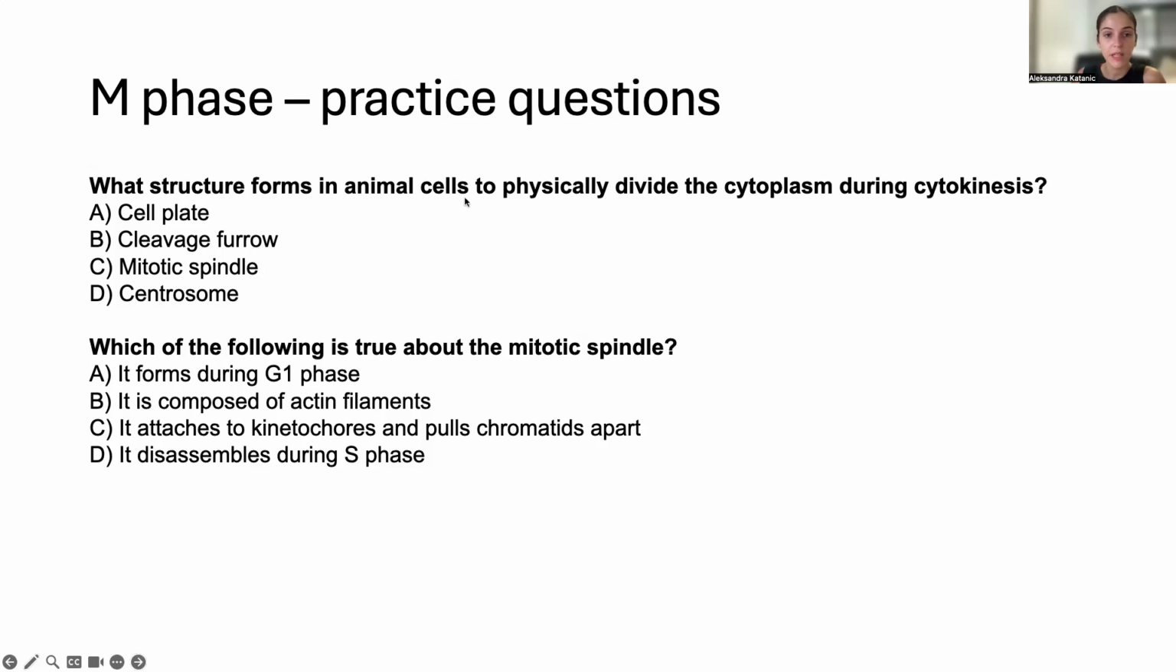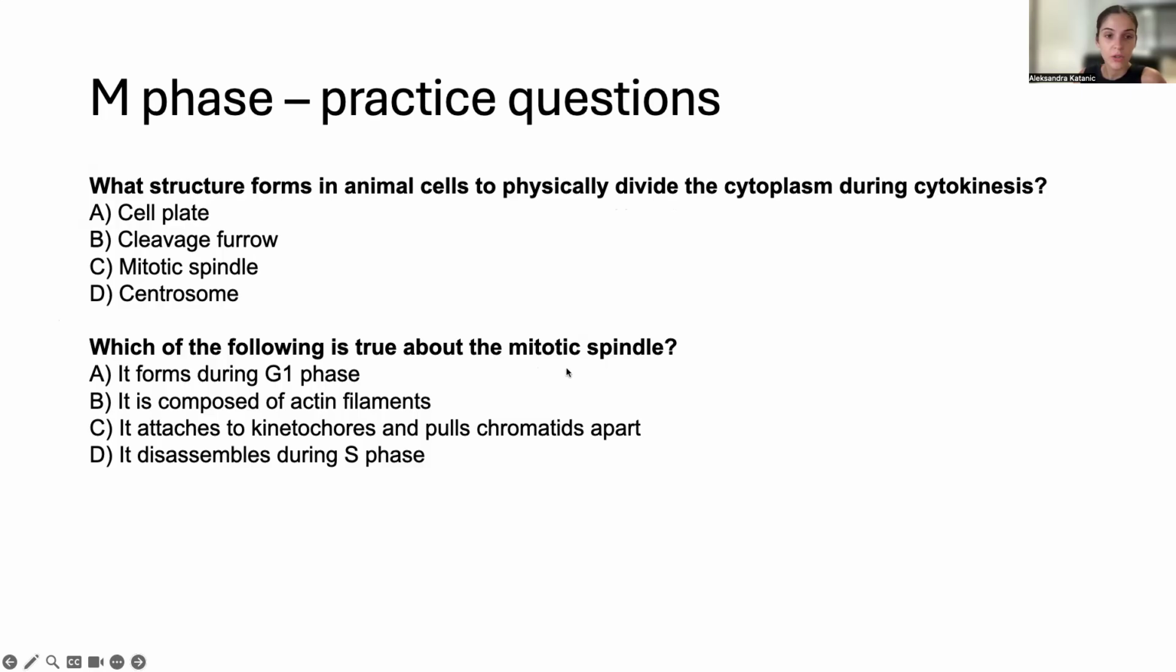Which structure forms in animal cells to physically divide the cytoplasm during cytokinesis? If you can identify that this is the cleavage furrow, that's correct. These two are not indications of division, and this one is for plant cells, okay?